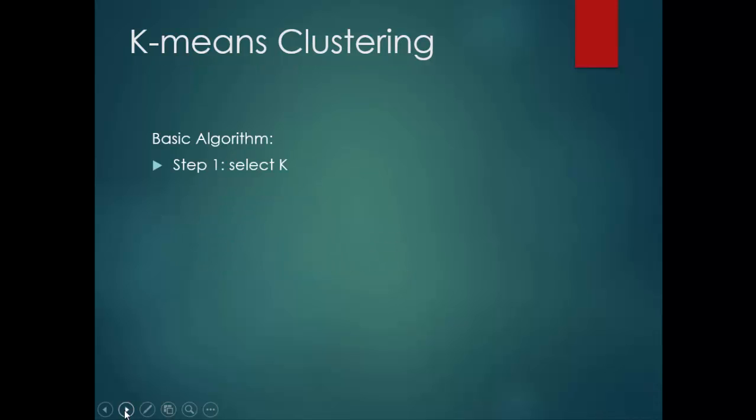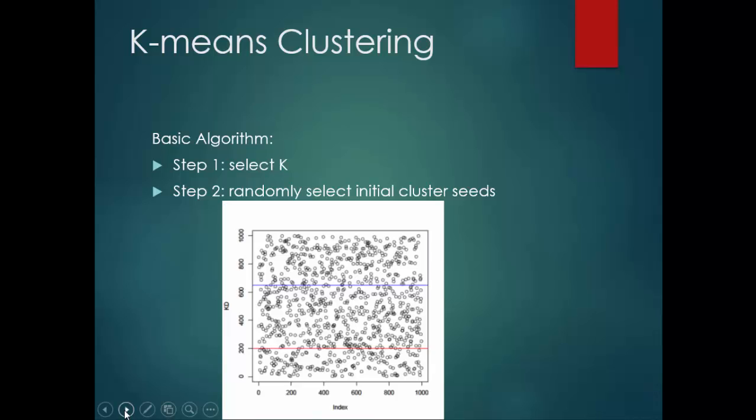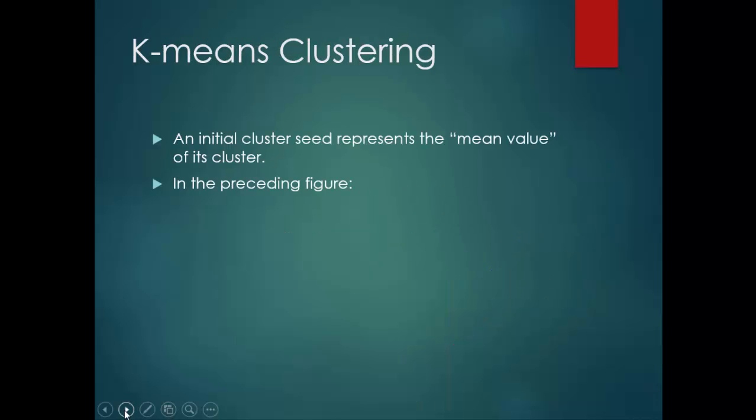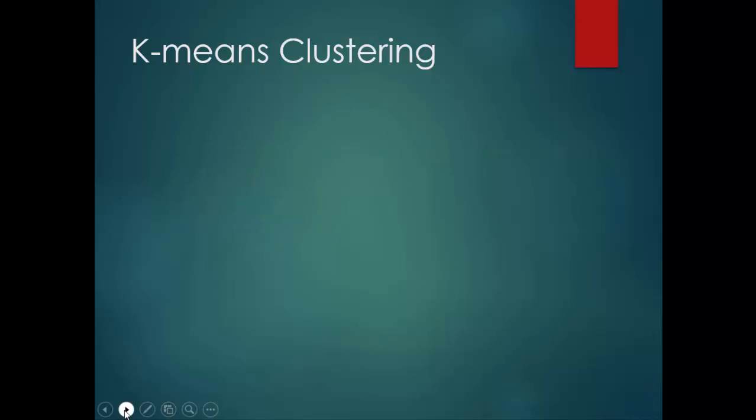Then the basic algorithm: step 1 is select the k, step 2 is randomly select initial cluster seeds. Here we have a photo of clusters, seed 1 and seed 2. The initial cluster seeds represent the mean value of its cluster. In the preceding figure, cluster seed 1 is equal to 650 and cluster seed 2 is equal to 200.